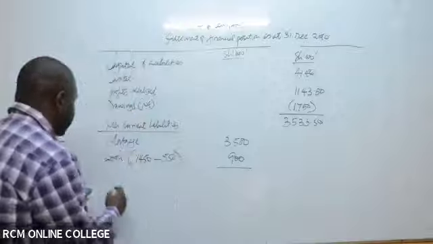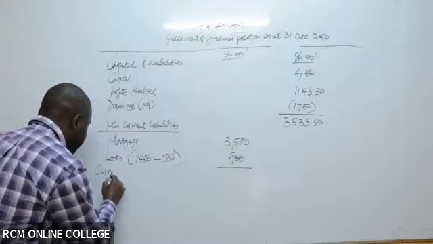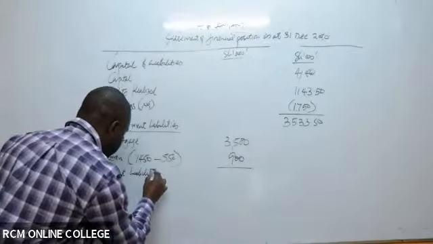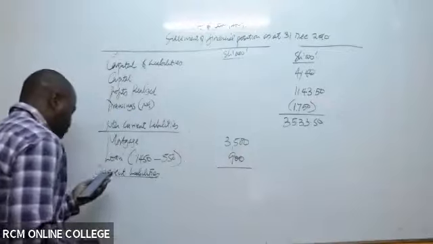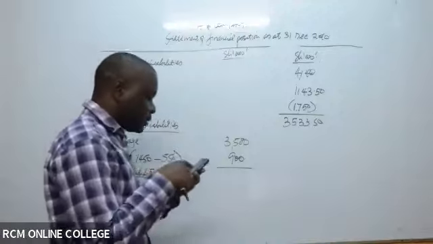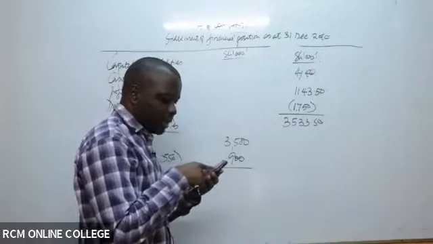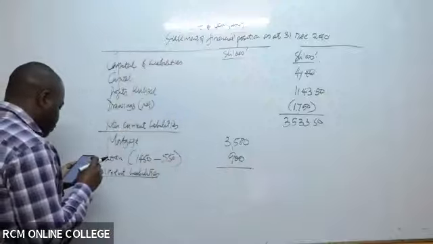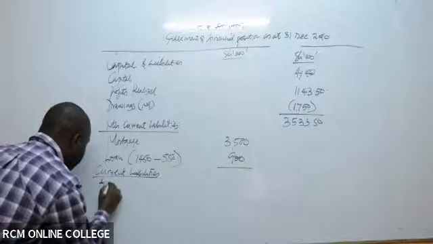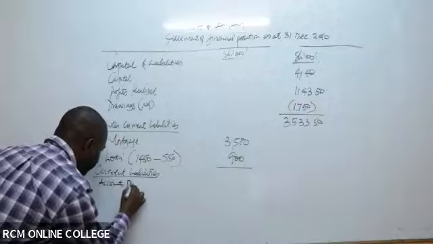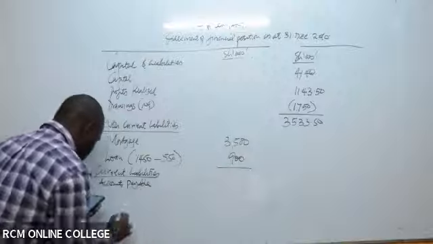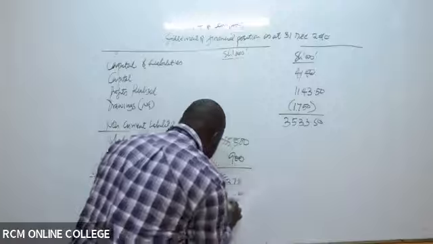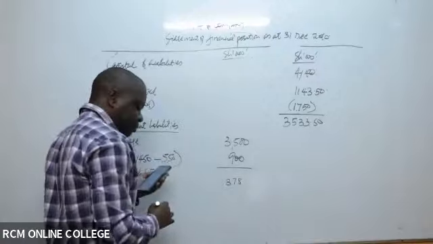Then in this case, you have the current liabilities. If you look at the trial balance, part of the current liabilities, in this case, we have the accounts payable of 378.